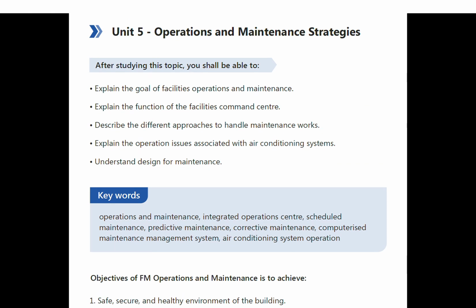Some keywords that you might want to learn about will be OMM, Operation and Maintenance, Integrated Operation Center, corrective maintenance, computerized maintenance management program, and air conditioning system operation. The goal of this facility operation and maintenance is to explain the function of the facility command center, describe some different approaches to handle maintenance work, and explain operations associated with air conditioning.